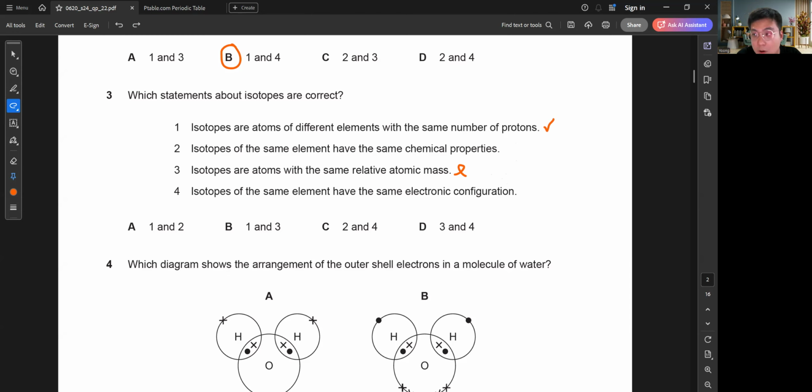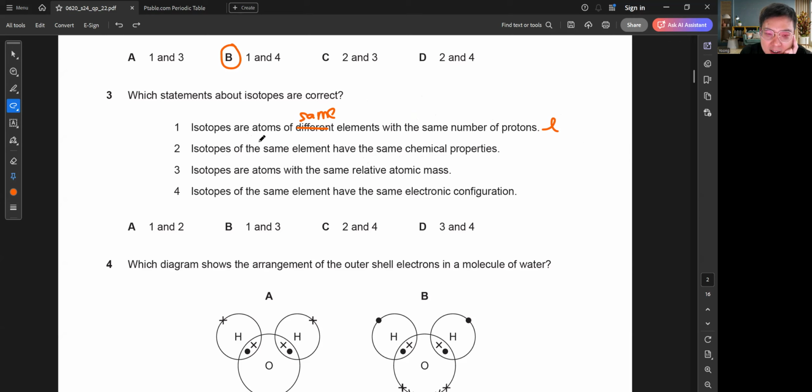Oh, wait, sorry, I read wrongly. This one is different. Ah, okay, this one has different elements. My apologies. Different elements. Yes, they have the same number of protons, but they are not different elements. They are the same elements. So there's a mistake in front, so it's out. So students, please be careful. Sometimes you just read this part here, it might be correct, but there's one word in front that makes it wrong.